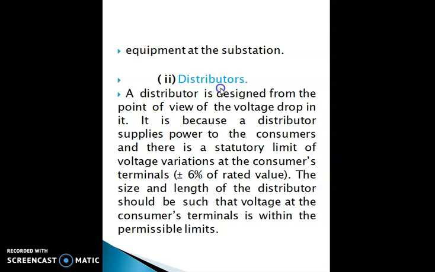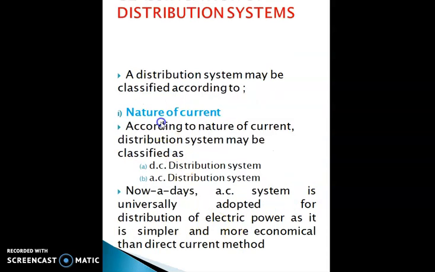The second one is the distributor. A distributor is designed from the point of view of the voltage drop in it. It is because a distributor supplies power to the consumers, and there is a statutory limit of voltage variation at the consumer terminals, plus or minus 6% of rated values. The size and length of the distributor should be such that the voltage at the consumer terminal is within the permissible limit.